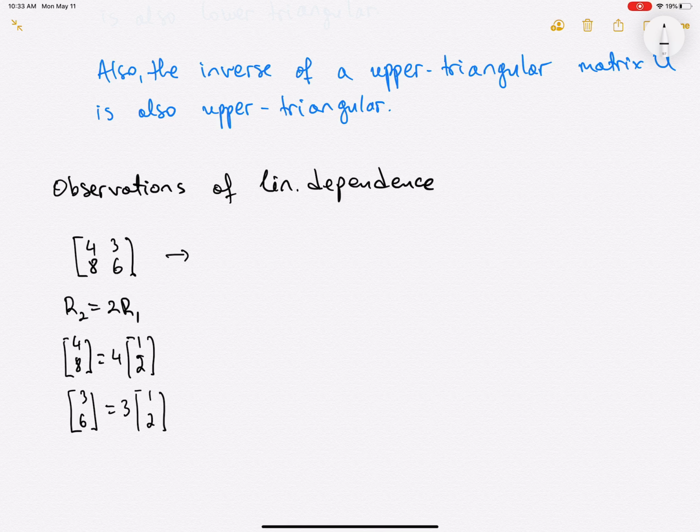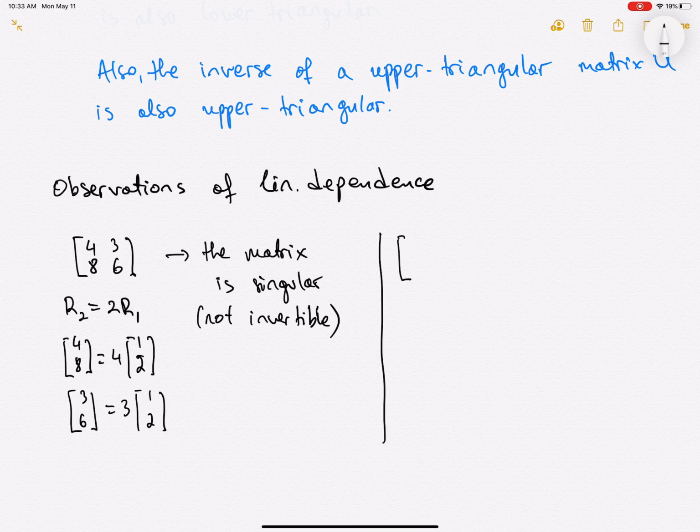So we conclude right away that the matrix is singular or not invertible. That's the same meaning. All right, now what about the following matrix? We have 4, 3, 8, 7. When you have a 2 by 2 matrix, you can tell whether the matrix is invertible by just seeing if one vector is a multiple of the other, whether you look at the columns or you look at the rows.